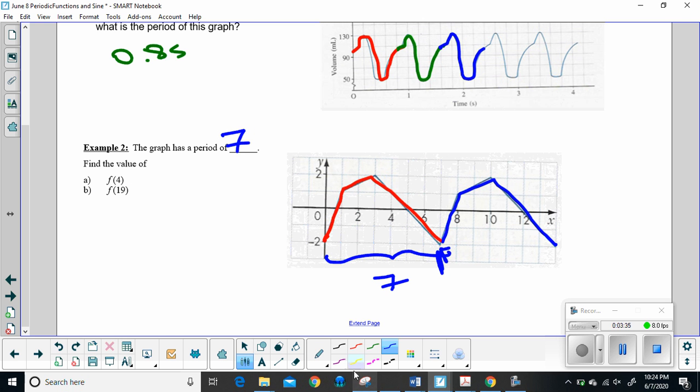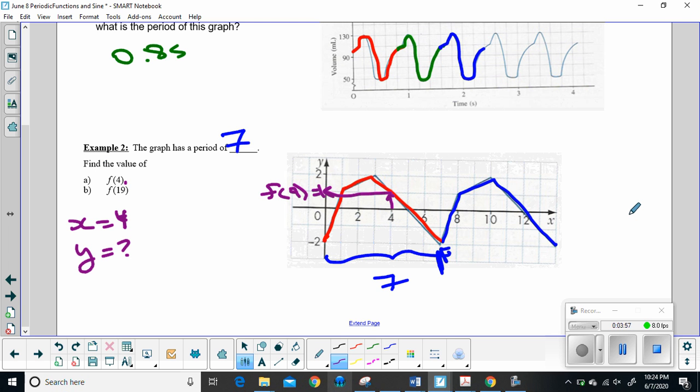Find the value of f at four. Okay, well, that's no big deal. Remember, that means that x is four. Find y. Well, there's four. Read up. Read over. Oh, that's okay. f at four equals one. All right. How about f at 19?